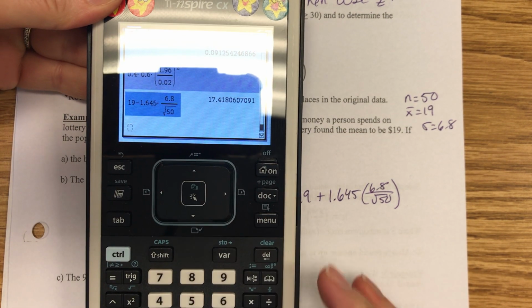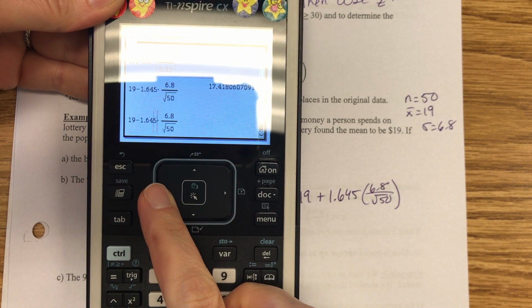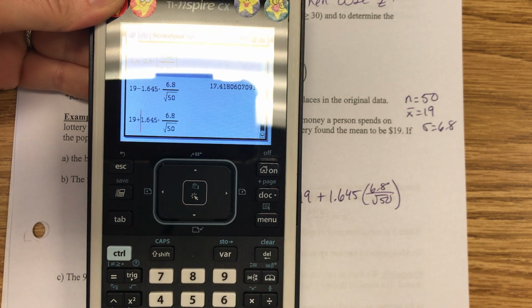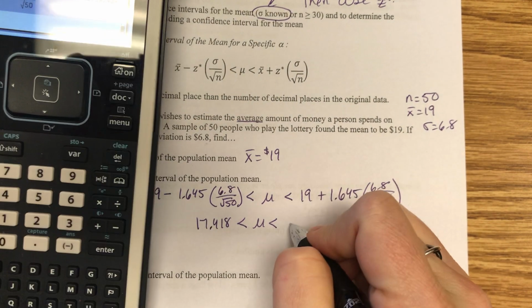Less than, we're going to do the same thing on the right, but we're going to change this minus sign to a plus. 20.582.